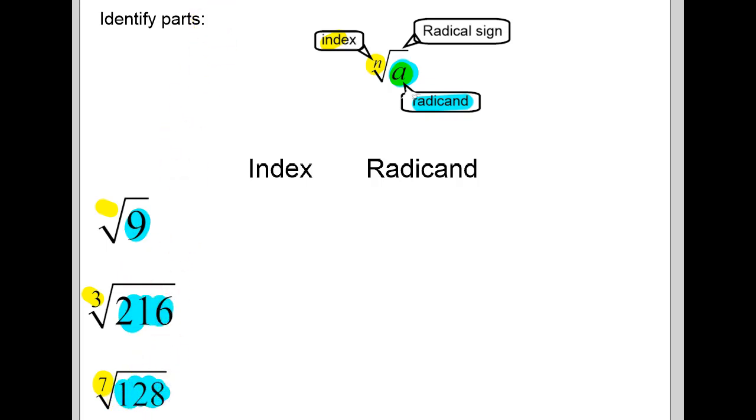And if we come down and we talk about what we've got, my index here, when my index is invisible, it's the number 2. My index here is 3 for a cube root. My index here is 7. I'm looking for the 7th root. Next, my radicand, the number underneath the radical symbol. My radicand is 9, my radicand is 216, and my radicand is 128. So whenever I talk about the radicand, we're talking about the number that's underneath the square root symbol.